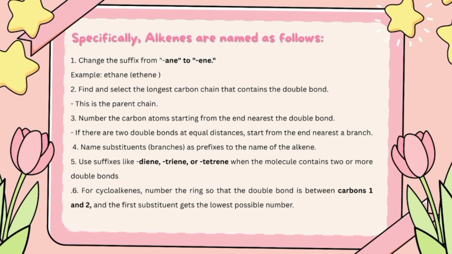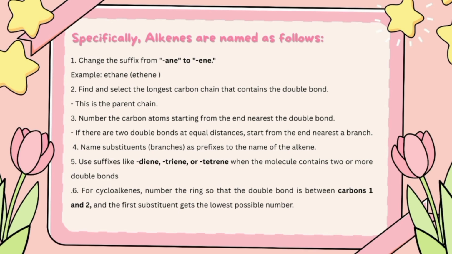For step 3, number the carbon atoms starting from the end nearest the double bond. When you are numbering the carbon atoms in the chain, start from the side closest to the double bond. If there are two double bonds that are equal in distance from both ends, start numbering from the side closer to a substituent or the branch.